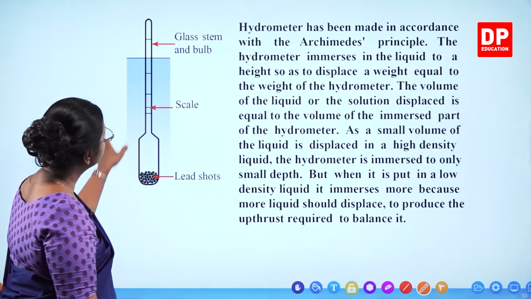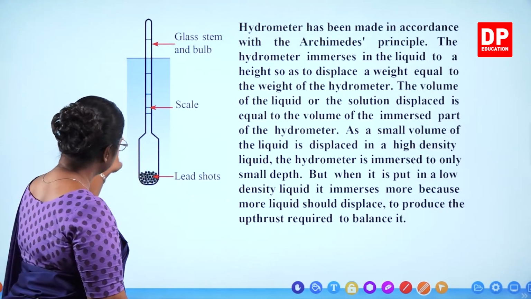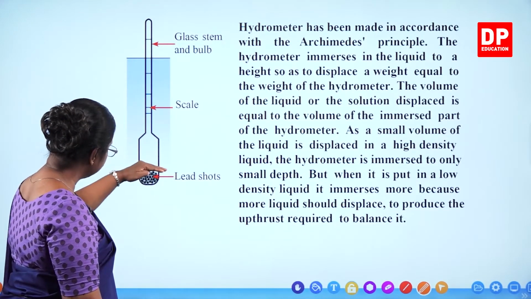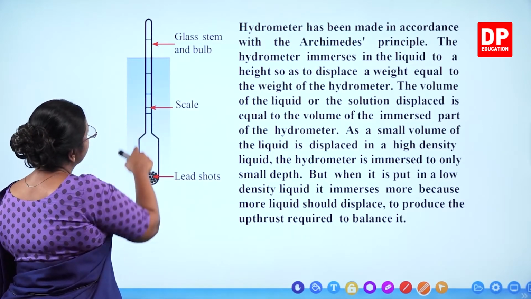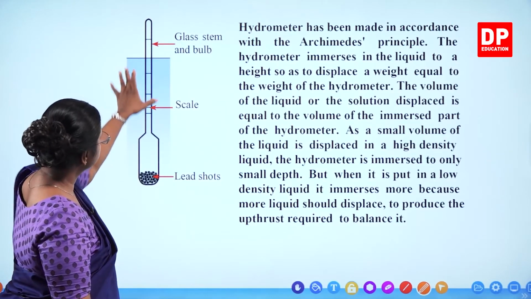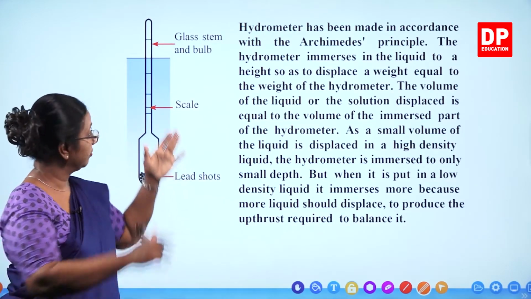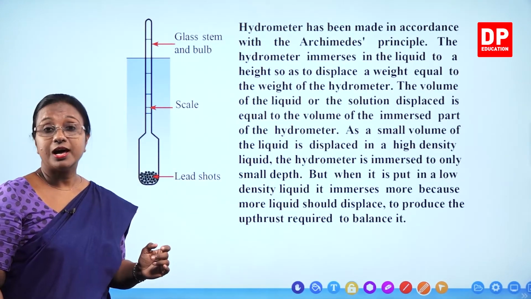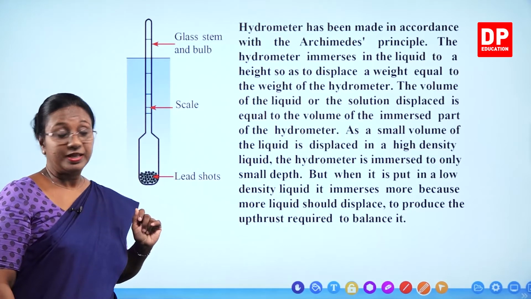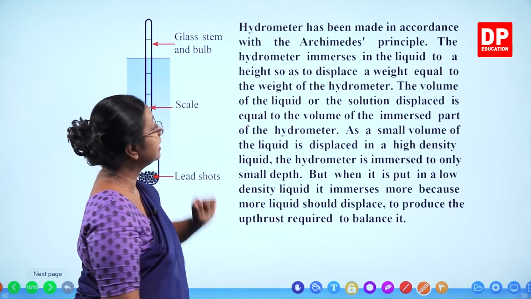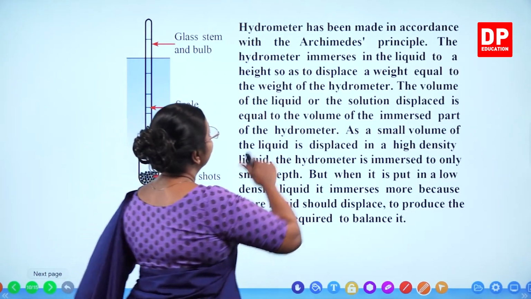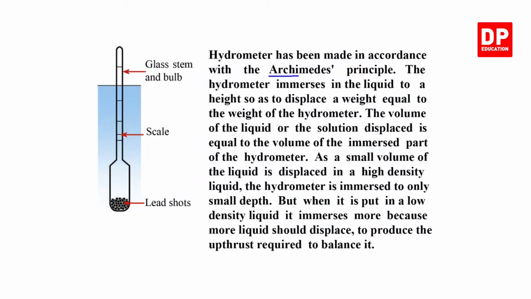So, here as I told you, the diagram is given. You can see here the lead shots that are sealed here with wax. Then you have the scale, the glass stem and the bulb shown there. This is how you put it into a liquid. You take liquid into a long glass tube and put the hydrometer into it. Hydrometer has been made in accordance with the Archimedes principle. That is what I explained before.